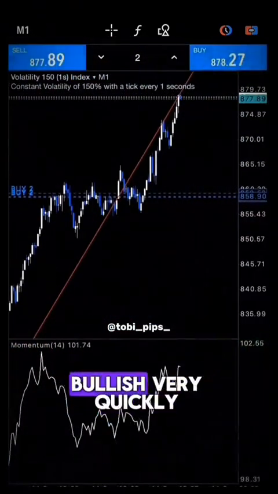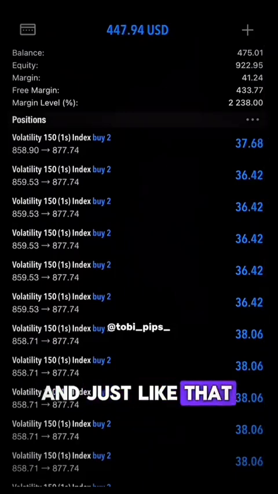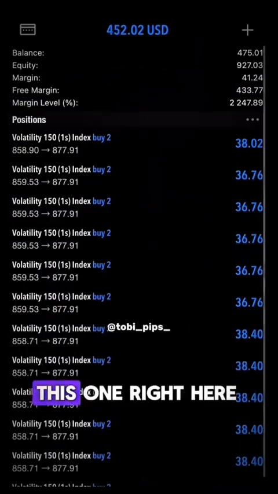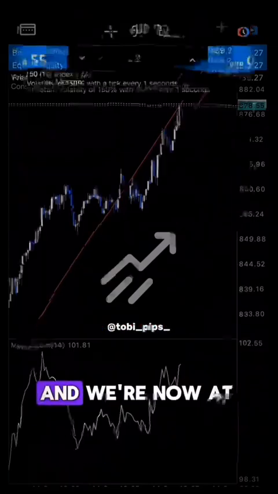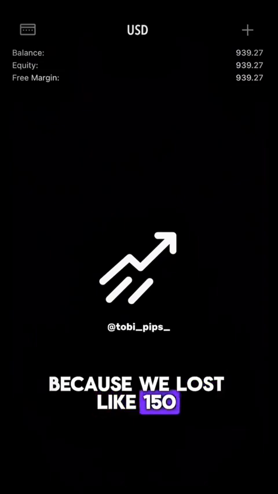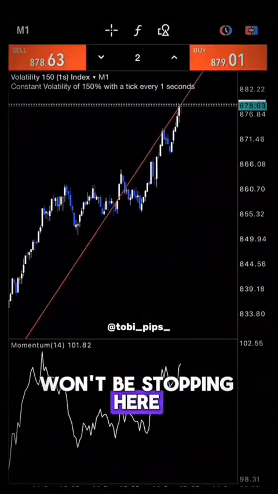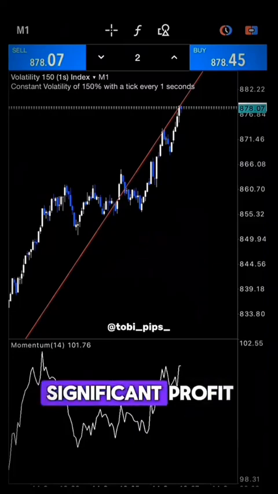So the market moved bullish very quickly. I didn't have to wait for long at all, and just like that, we've doubled the amount we had, and that's what we always love to see. At this point right here, I'll go ahead and close all the positions, and we're now at $939, which is crazy because we lost like 150 in our first trade. It's all good, but I won't be stopping here. I'll continue trading this account until I get some significant profit.